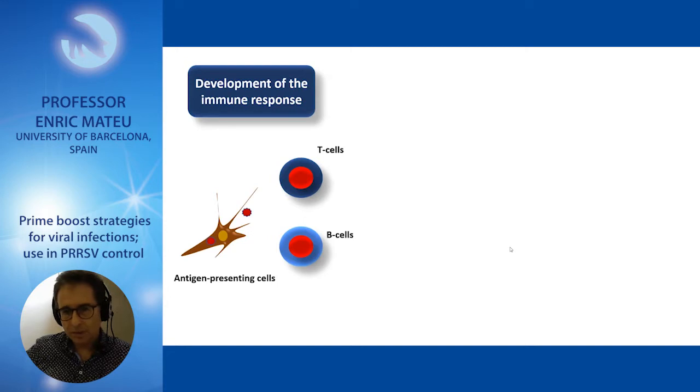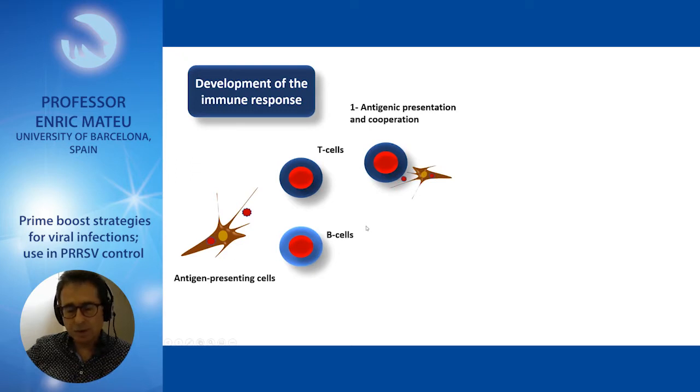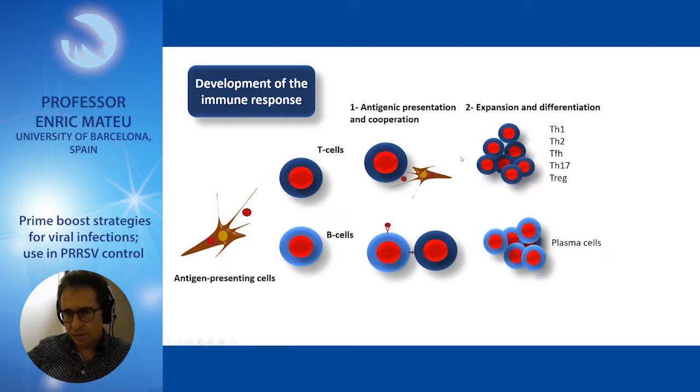When we talk about the development of an immune response against a pathogen, we are mainly talking about the interaction of antigen-presenting cells with T and B cells. The first action after the entrance of the pathogen in the body will be the antigenic presentation and cooperation. That means that antigen-presenting cells will signal T cells for the presence of the antigen, and then B cells will recognize also this antigen and will cooperate with T cells. The second action in this development of the immune response will be the expansion and differentiation of T and B cell clones.